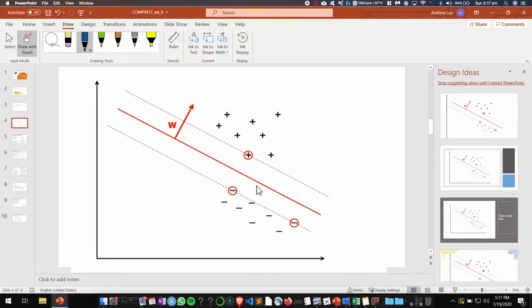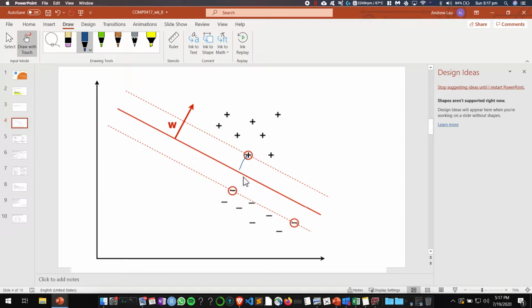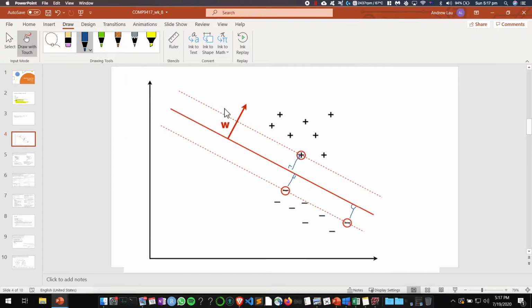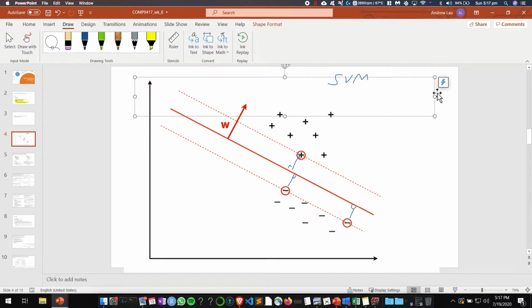So judgmentally, you might think of one way to go about finding this line is to find the one which in some way maximizes the distance between this separating hyperplane and the data points on either side, and that's exactly the framework of the support vector machine. So we are trying to find the maximum margin. This distance here is called the margin.